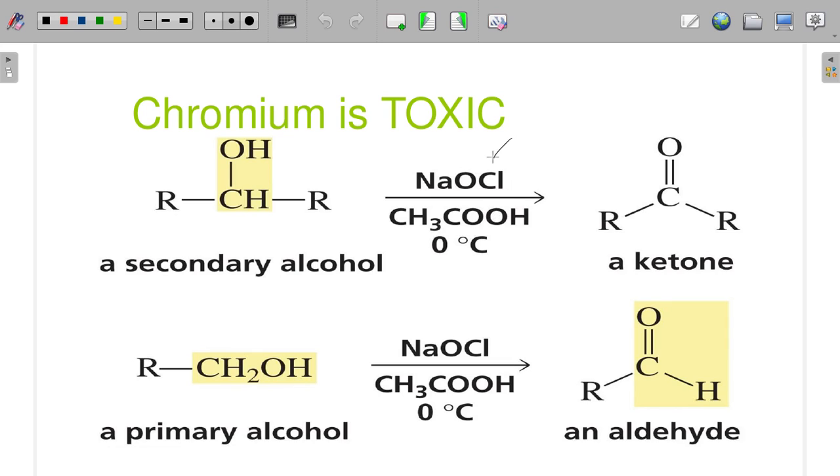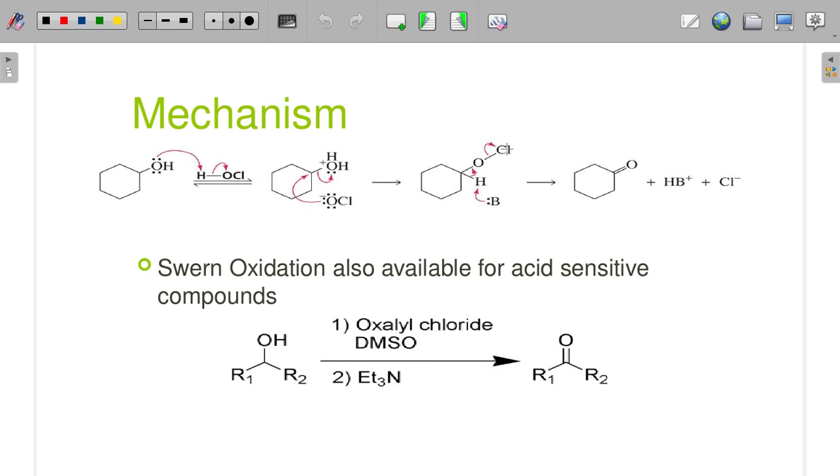But if this thing works so well, what the heck is that? Turns out that's the active ingredient of household bleach, sodium hypochlorite. It's relatively safe compared to chromium. Still wouldn't want to have a lot of it around, but it's actually a little bit easier to do. The mechanism there is a little bit more understood.